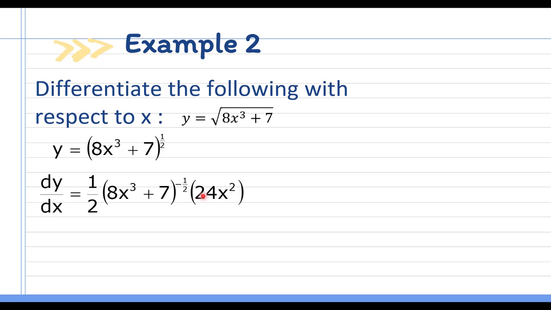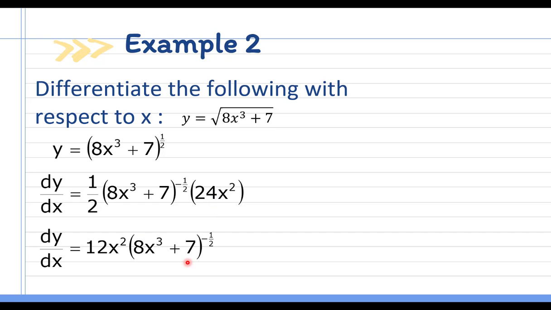And then where is the 24x squared coming from? It is coming from 8 times 3, the inside function derivation. 8 times 3 is 24. The x now has the power of 2 instead of 3. Yeah, this is coming from 3 minus 1. And then the 7 is gone, so you have only 24x squared for the inside function derivation.